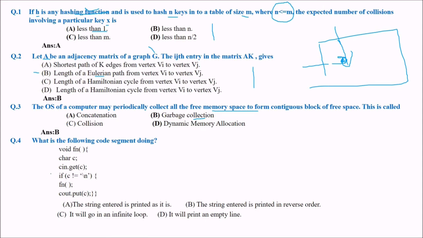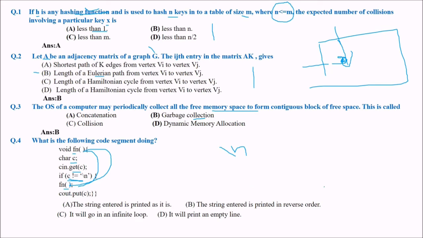Now you have a code. What is the following code segment doing? Here is function f, with a character c. You are getting some character c and trying to find out whether it is equal to \n or not. This is for new line. If it is not equal to \n, then the function f will be called and then c will be put. So is this function calling itself, a kind of recursion? Yes, it is calling itself, and till the time it is not equal to \n, you are taking the value and placing the value c.